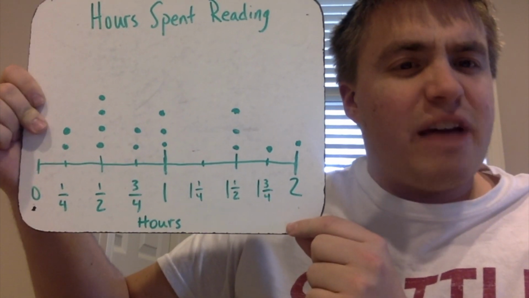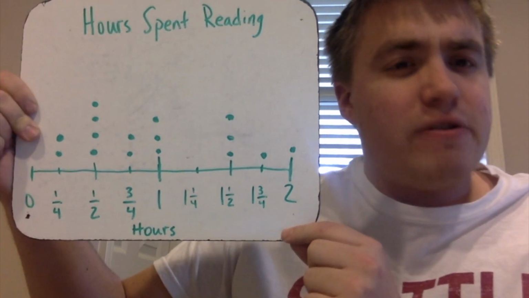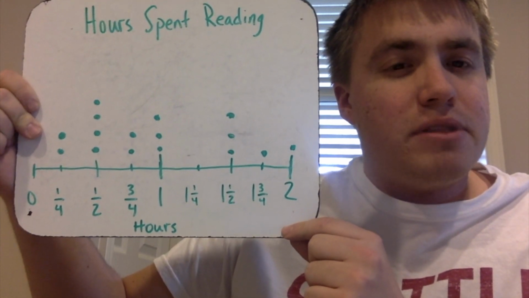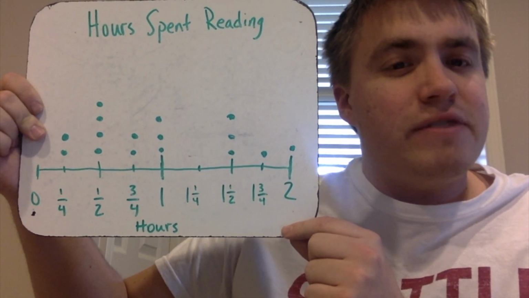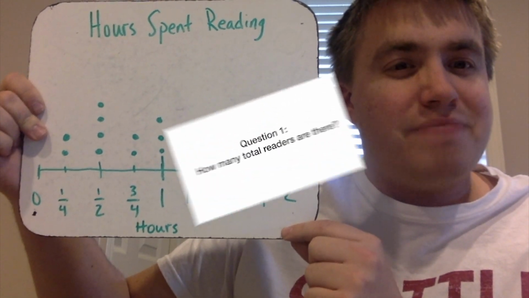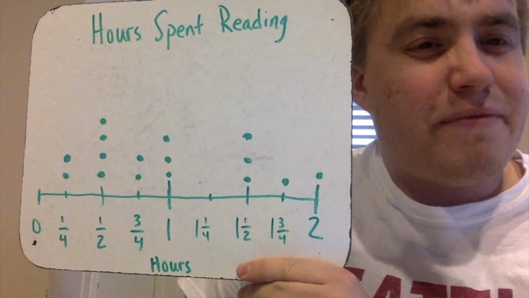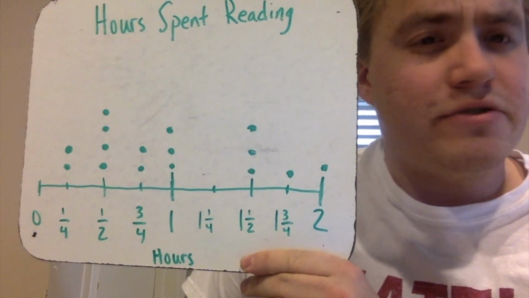We're going to look at 5 questions. These 5 questions are very similar to one of the pages that I'm going to have you work on today. But let's take a look at each of these 5 questions individually, starting with question number 1. Question number 1 simply says, how many total readers are there? Let's take a look back at my line plot.